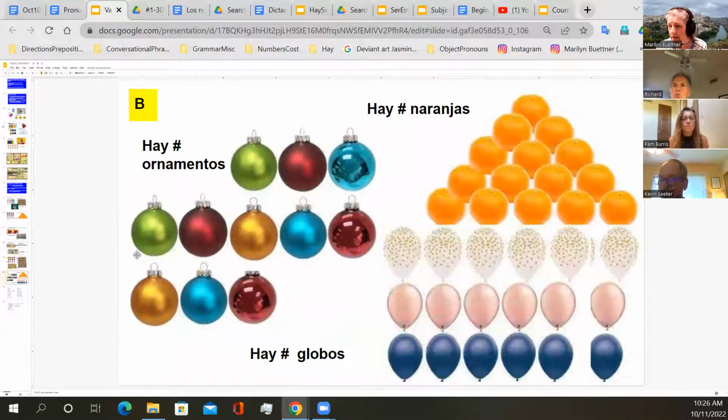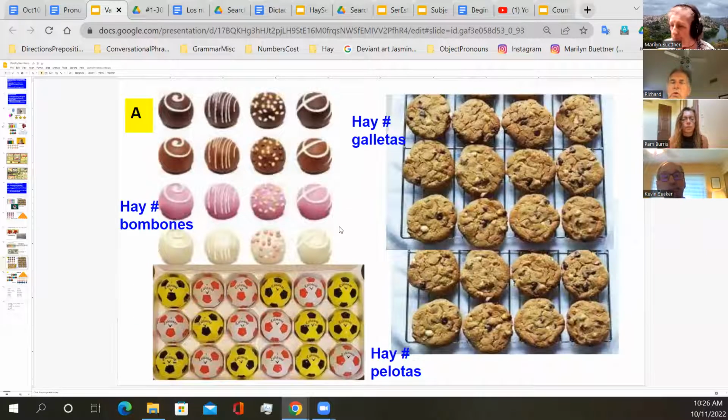We're going to come back to 20 in a minute. First we're going to add one little element: the word 'there is' or 'there are'. This is technically a verb, even more technically an impersonal verb, meaning it's not talking about somebody doing anything. We'll talk soon about why that comes into play. Hay means there is or there are.